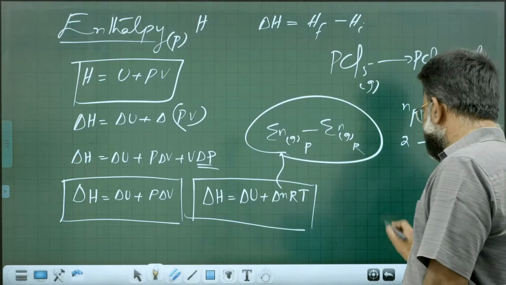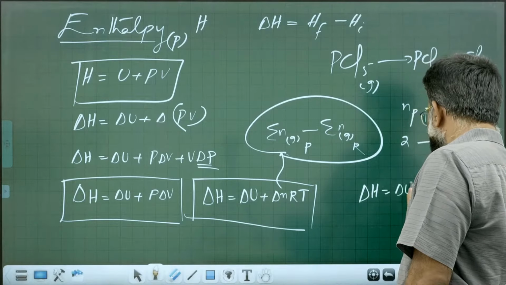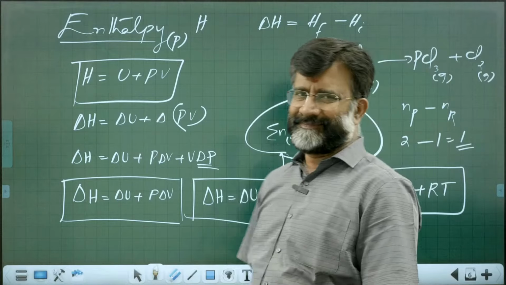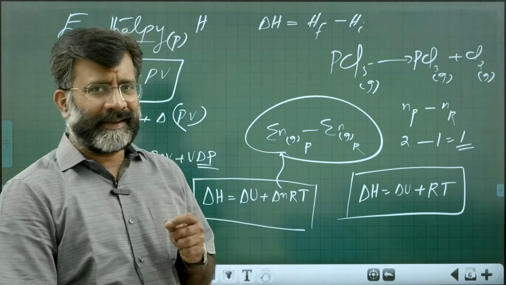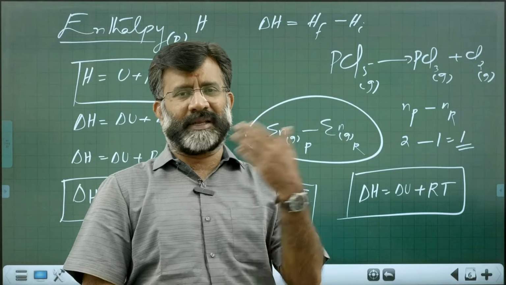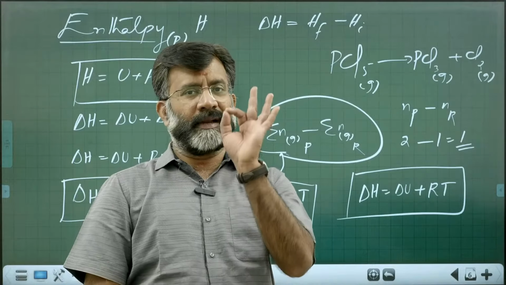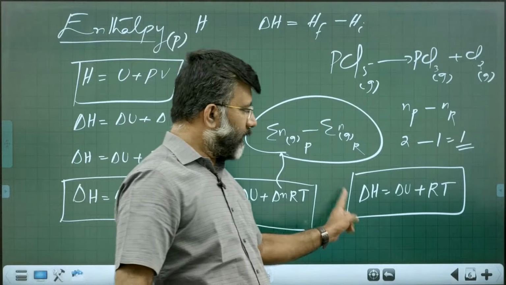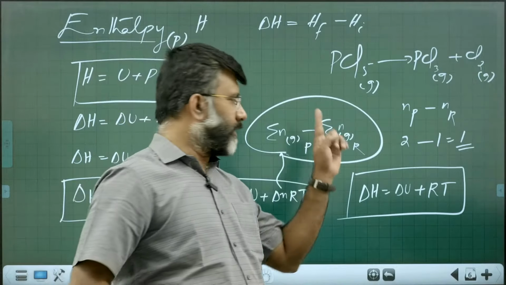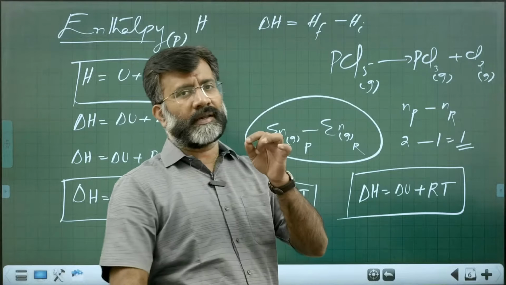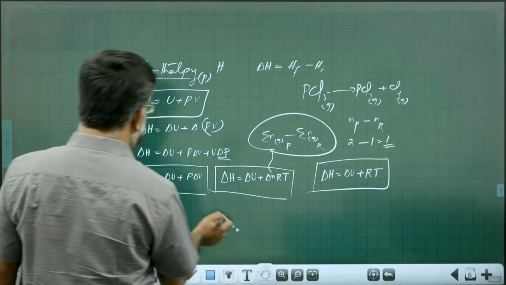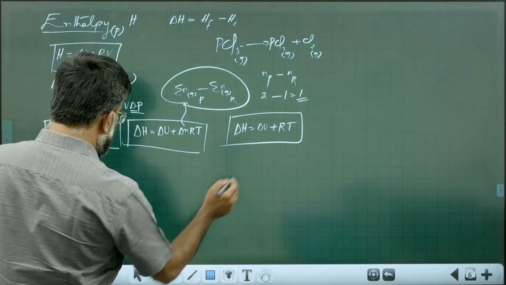And what is the relationship? Delta H is equal to delta U plus 1 RT. Hope you understood. Sometimes delta n will be positive, sometimes negative, sometimes 0. Suppose delta n is positive, delta H is greater. Suppose delta n is negative, delta U is greater. Suppose delta n is 0, both are equal. Very simple mathematical idea I am referring to. It depends on the delta n value.